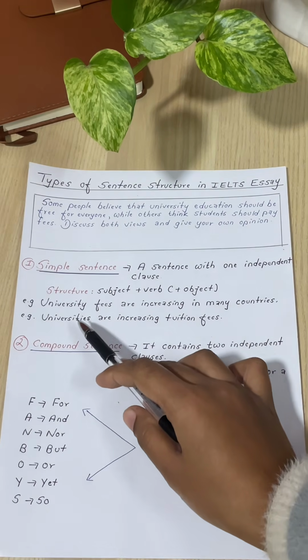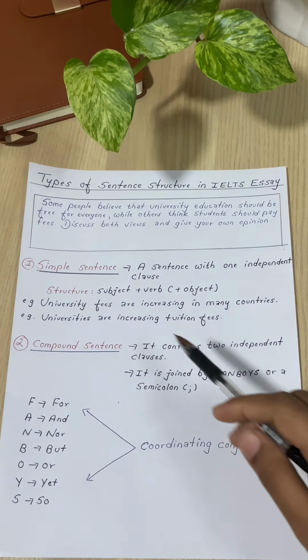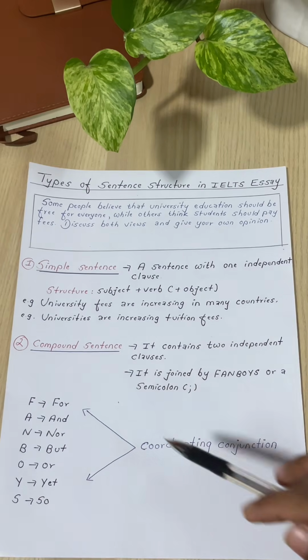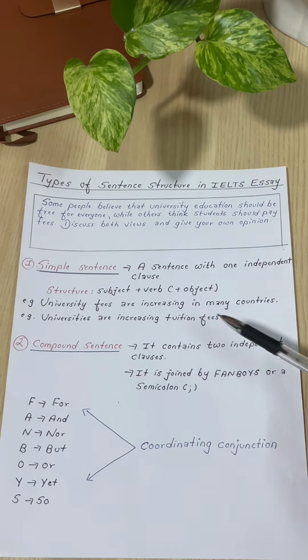Here, the subject is university. Increasing is verb and we don't have an object, but still it makes sense. The second example is universities are increasing tuition fees. Here the subject is universities, the verb is increasing, and the object is tuition fees.